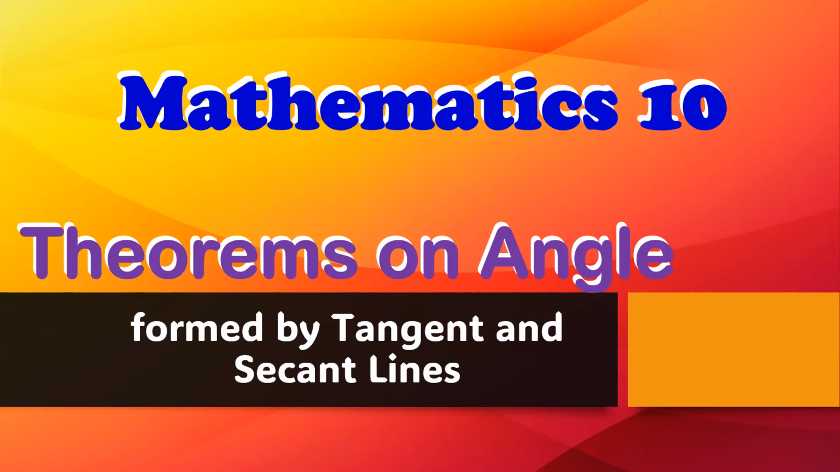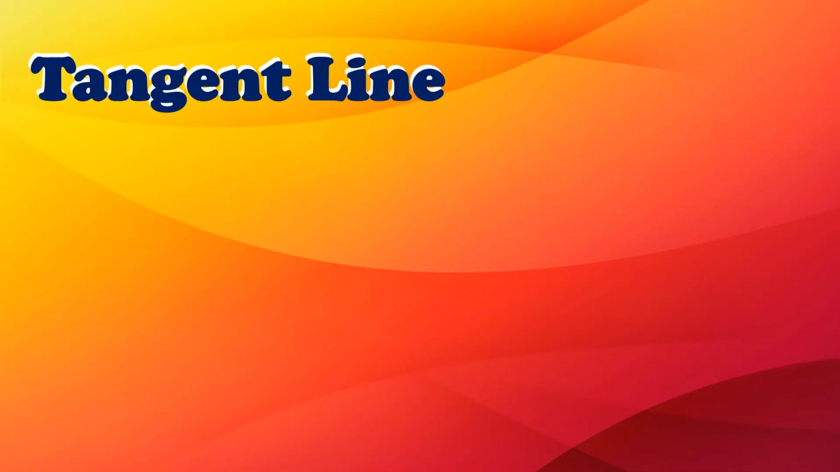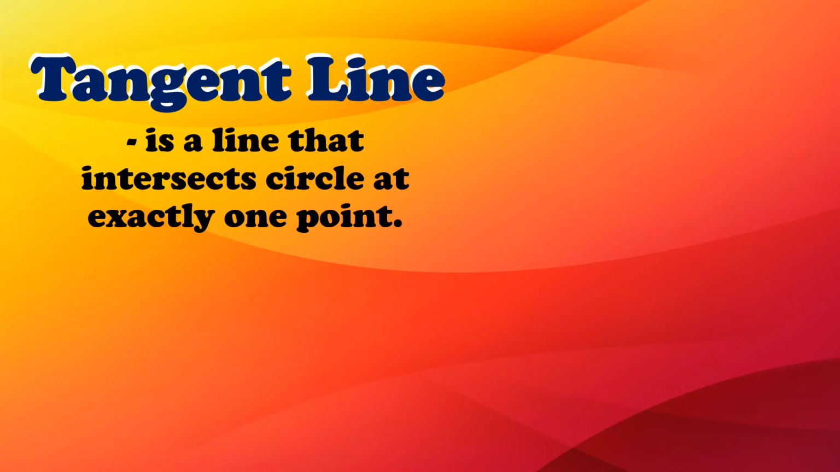In this video, we will discuss theorems on angle formed by tangent and secant lines. Before we discuss theorems on angle formed by tangent and secant lines, let us define first tangent line. Tangent line is a line that intersects a circle at exactly one point.